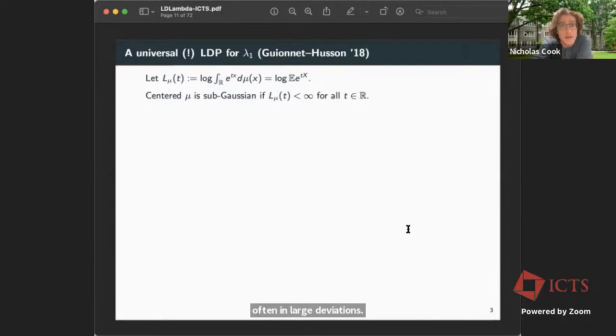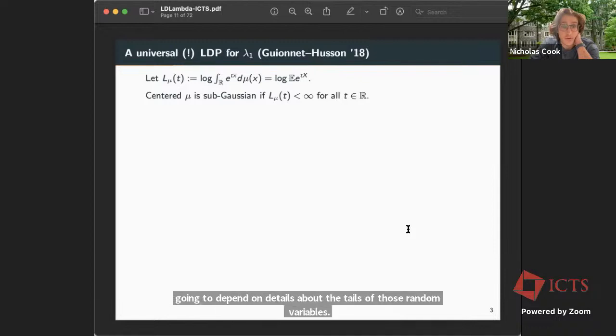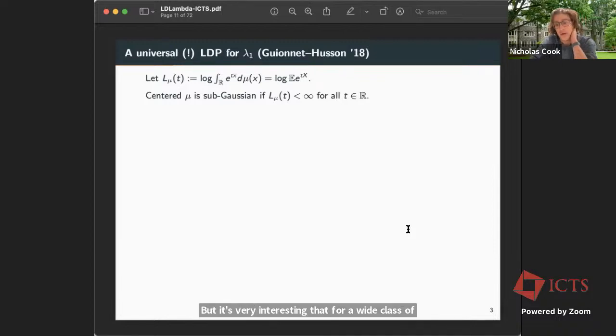Usually statistics of independent random variables in the large deviation regime are going to depend on details about the tails of those random variables. But it's very interesting that for a wide class of measures mu that includes the Gaussian, we actually get the same answer as in the Gaussian case. So what is this class?